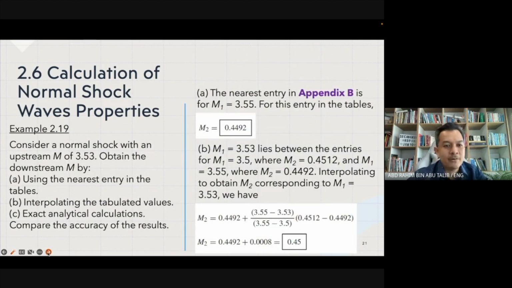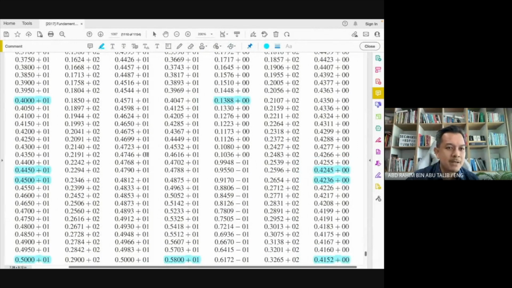Example 219 now. Consider a normal shock with upstream Mach number 3.53. Obtain the downstream Mach number by using the nearest entry first, then interpolating tabulated values, and then exact analytical calculation. So there are three methods over here, and then compare the accuracy of the results. The first one, nearest entry in Appendix B for Mach number 3.55, using the entry in the table. So we go to Appendix B, Mach number 3.55.